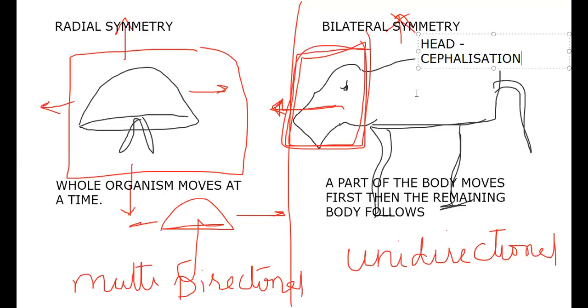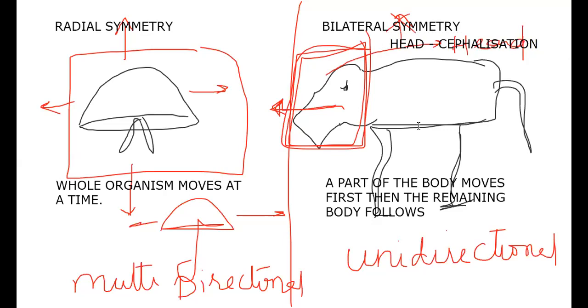So what is cephalization? Cephalic means head. So cephalization is the formation of the head. How does cephalization happen? A part of the body moves first and the remaining body follows slowly. That area develops into the head.